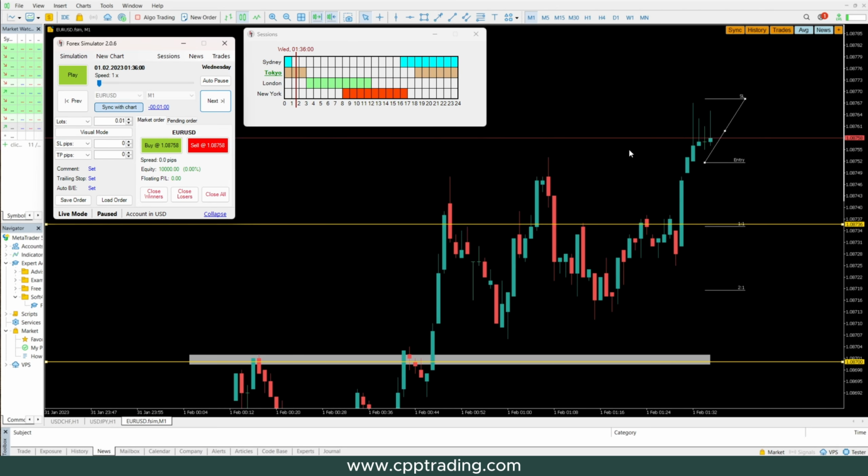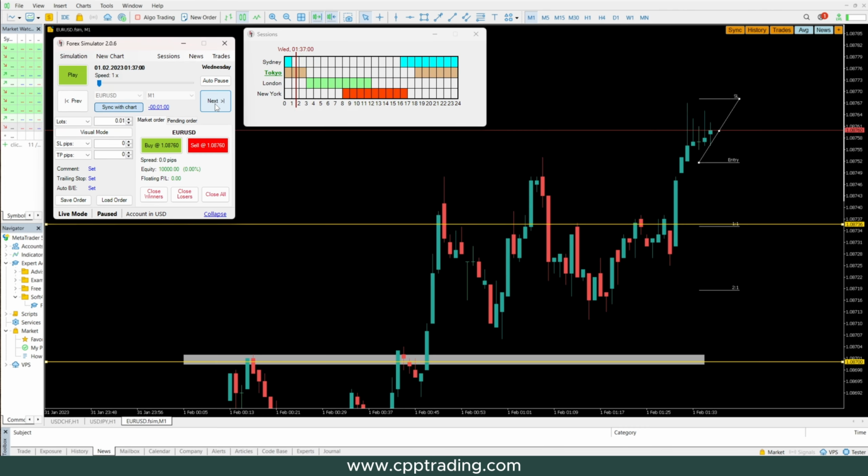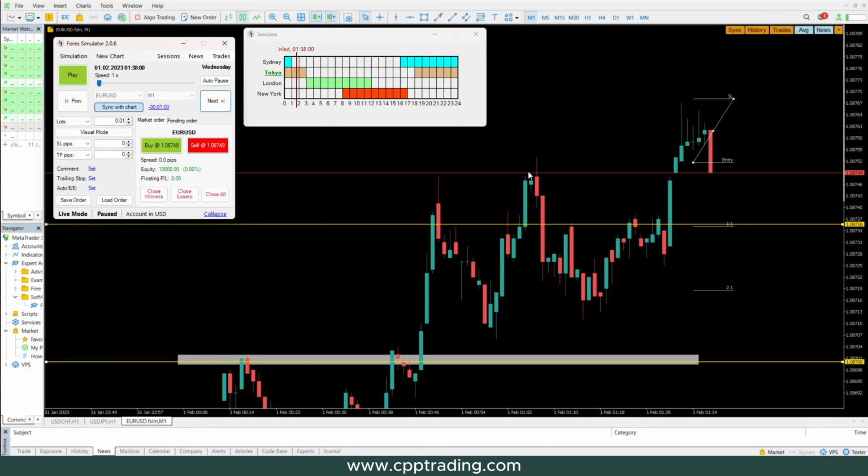Let's skip one more, so you get another rejection candle. I'd like to see at least one candle closing bearish. All right, so we have a big bear candle now. This would mean if the next one is continuing down here, we'll take a sell.